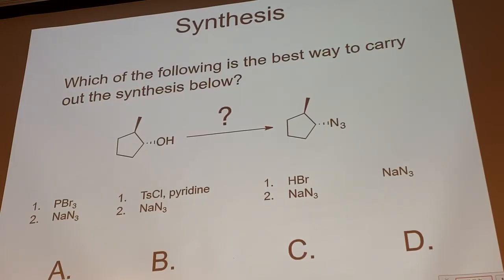All right, so go ahead and talk to your neighbors. And this might remind you of a question we had on the test. It was one of the hardest questions on the test. Which of the following four methods would be the best way of converting this alcohol into this azide? And please pay close attention to the stereochemistry.